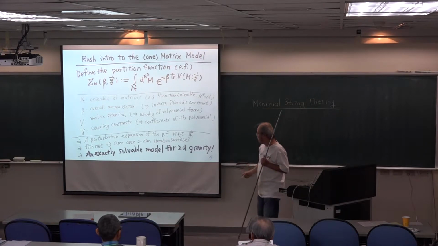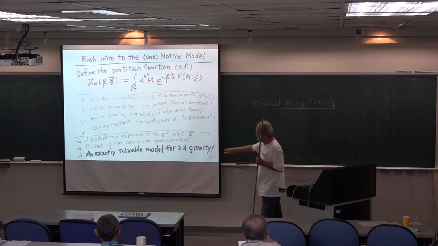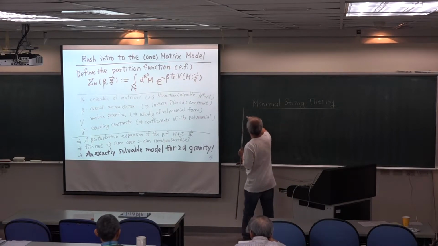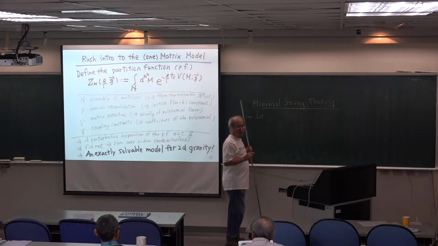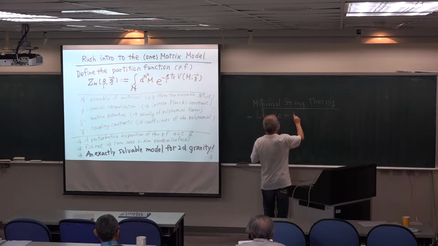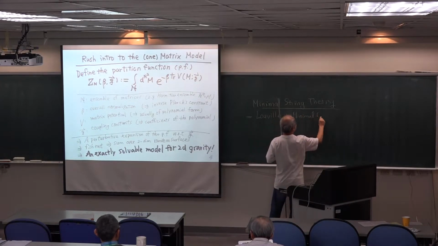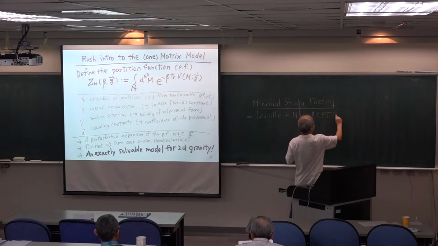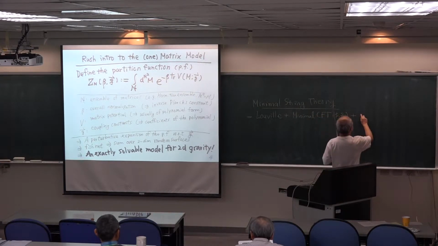Be careful. Some people who know gravity may be wondering what I mean by two-dimensional gravity. Usually when we speak about minimal string theory, we mean a composition of different pieces of physics. Plus, as I said, minimal CFT, which is labeled by two integers P and Q. Finally, because of conformal symmetry, also ghosts.